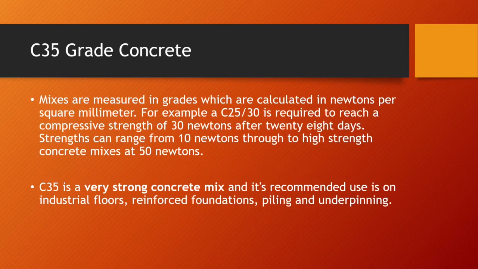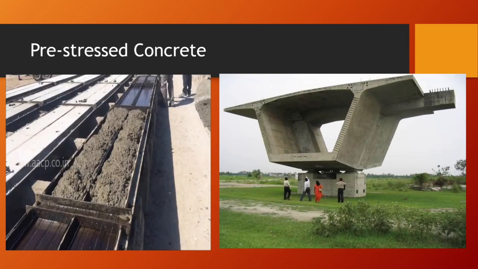So mixes are measured in grades, which are calculated in newtons per square millimetre, as I said. An example: C25, C30, C35, C50, and you get the idea. C35 is mostly for industrial floors, reinforced foundations, piling and underpinning. So very heavy structures, very heavy duty type performance.